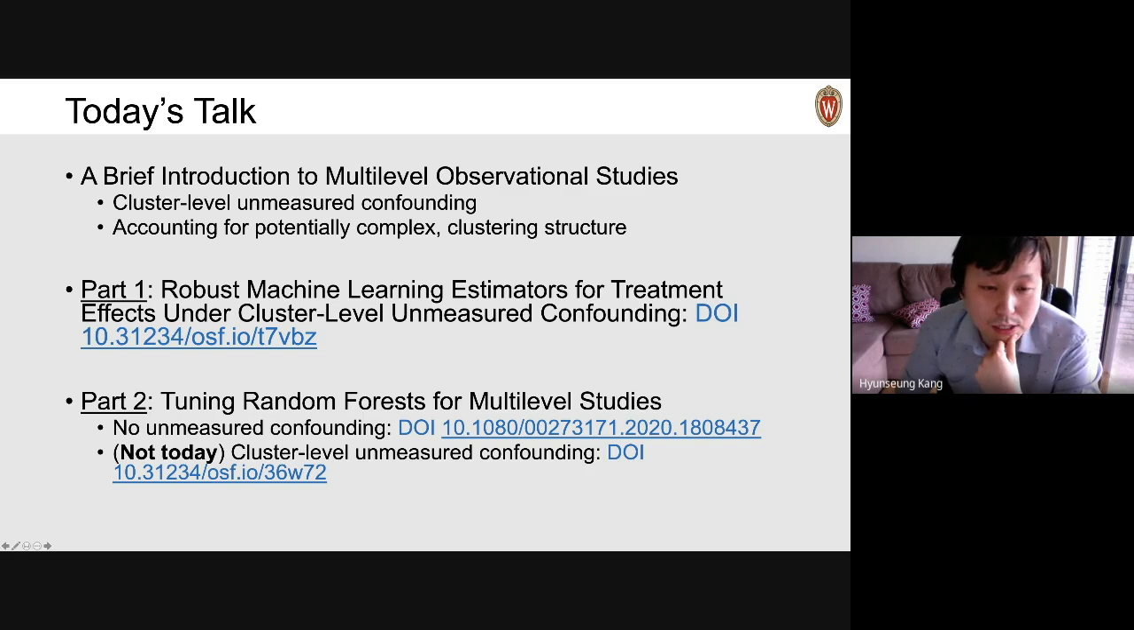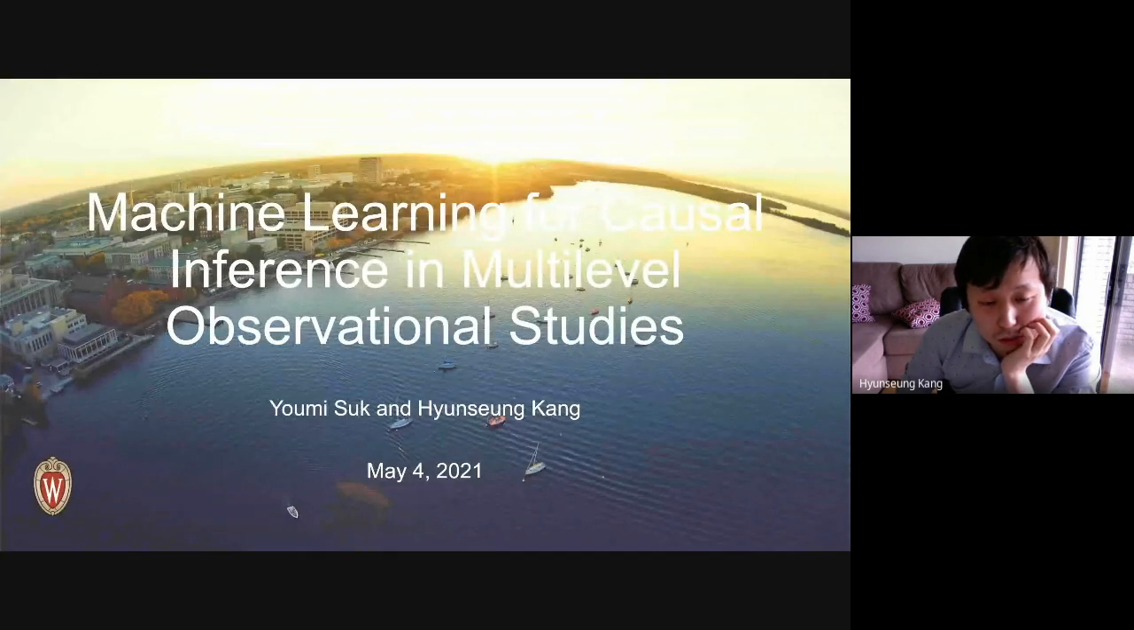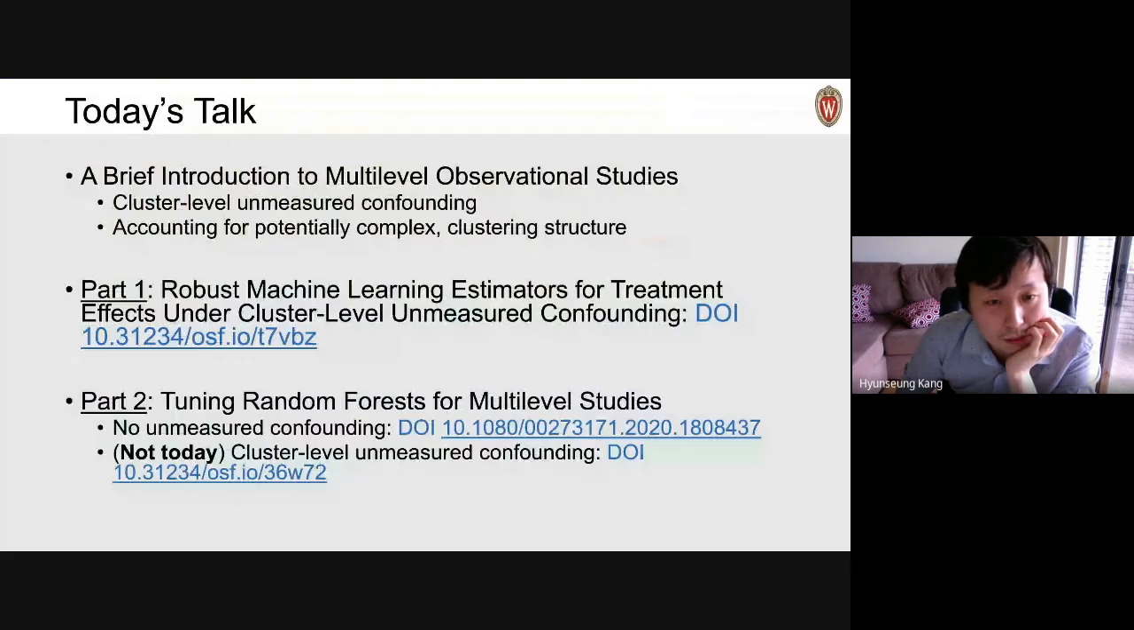The second part of the talk actually kind of came out from just working on this in general: how to retune or refit random forest methods for causal inference to deal with cluster structures, so multi-level studies. And we're going to focus on no unmeasured confounding today. There's a version for if there are unmeasured variables that exist. But here are the DOI numbers if you're interested to see later down the road. And again, just to mention, this is joint work with my student, Youmi, who's now a fifth-year PhD student here.